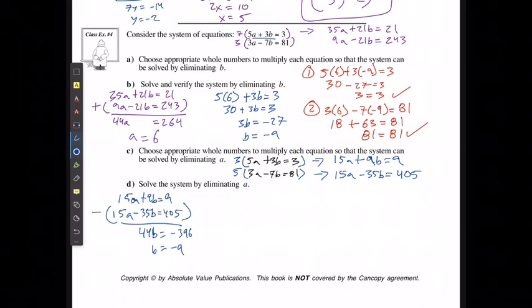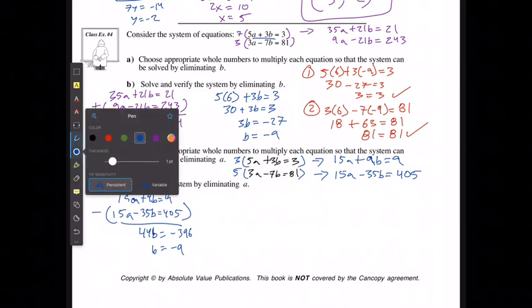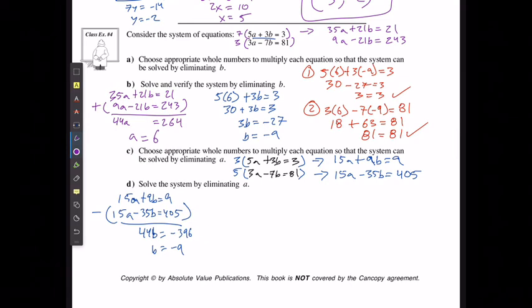And then I'm going to substitute the value of b in to check for a. So I'm going to say that 5a plus 3 times negative 9 is equal to 3. 5a minus 27 is equal to 3. 5a is going to equal 30. And a is going to equal 6. And I get the exact same solution I did in the previous case.